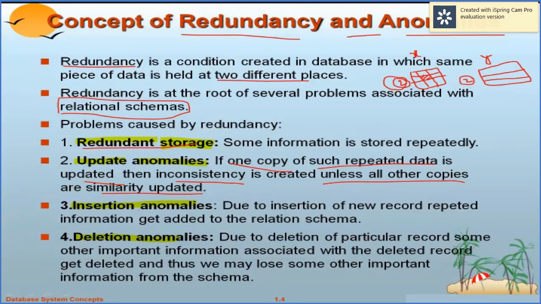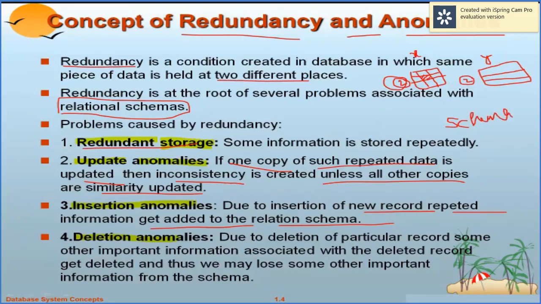Next one is insertion anomalies. So what happens in insertion anomalies? Due to this insertion process, new record repeated information gets added to the relational schema. So the insertion that you do in your new record will automatically get updated in your main schema. That means it is going to affect your main schema itself, which is not a good idea.